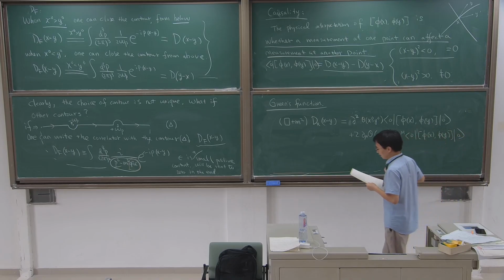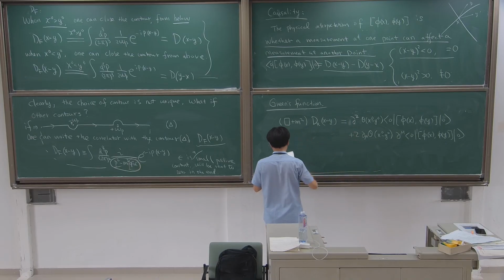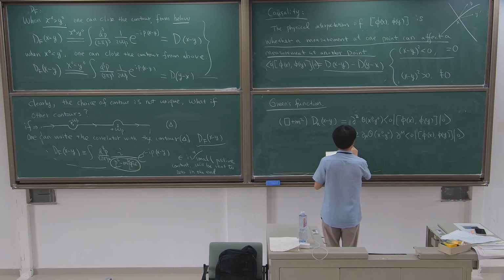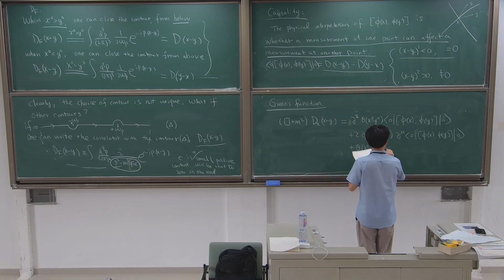You just plug in the definition of D_R and act by this operator, and after a few minutes of calculation, this will be the result.